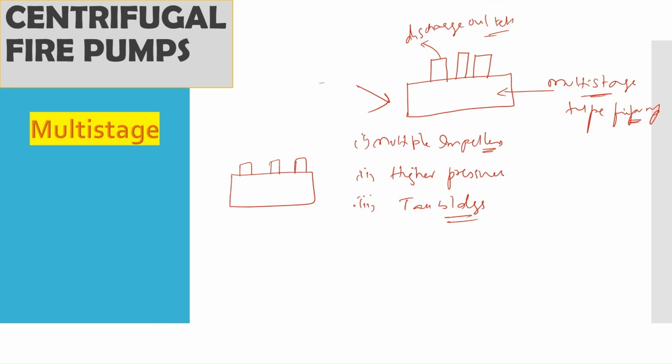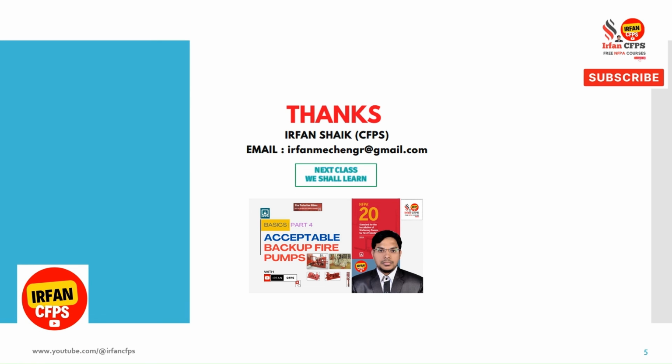So you have different floors in a building. For example, this is ground, first floor, and second floor. Now we can connect this particular discharge outlet to the second floor sprinkler system. For example, this can be served to the first floor, and this can be served to the ground floor. That concludes our overview of the different types of centrifugal fire pumps as per NFPA 20.